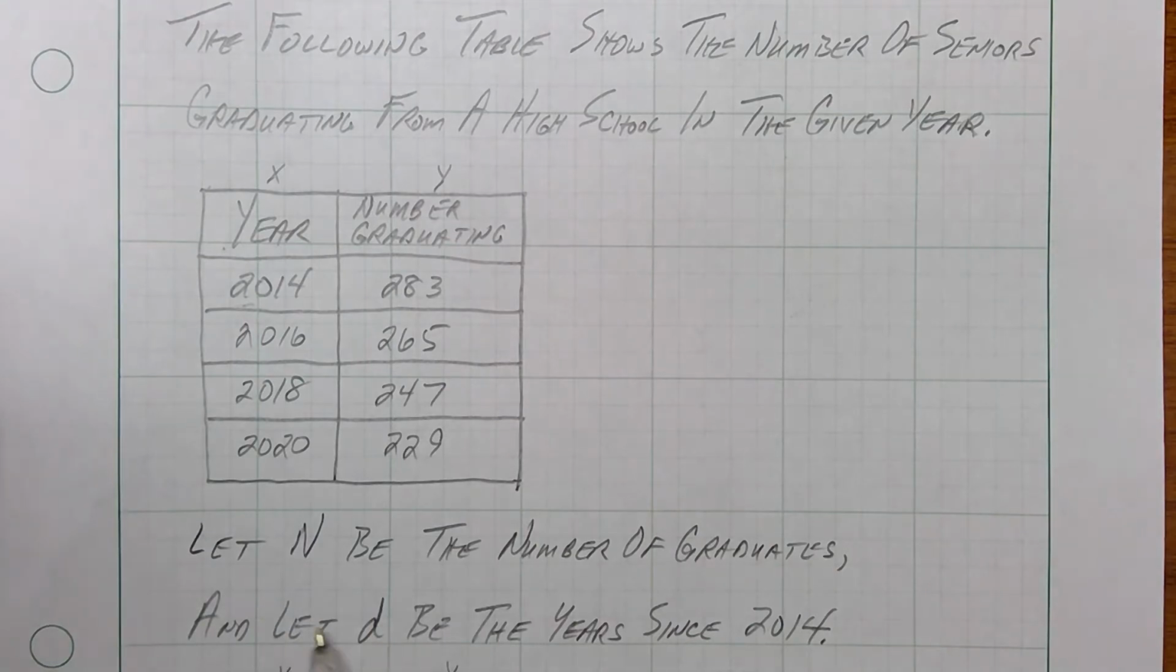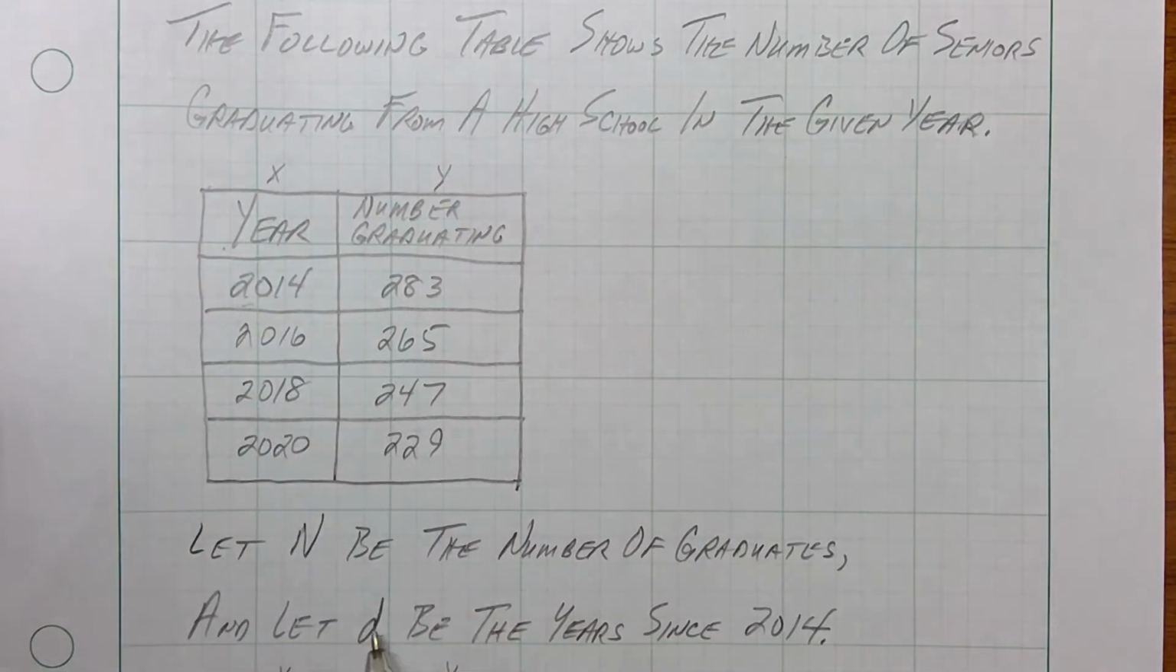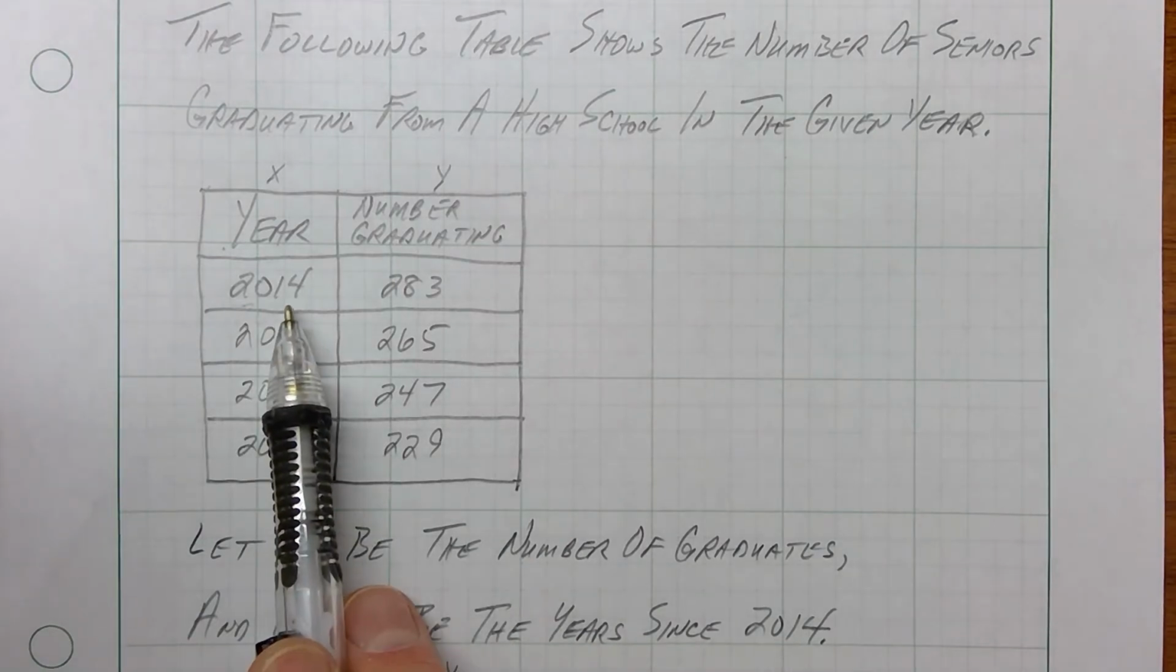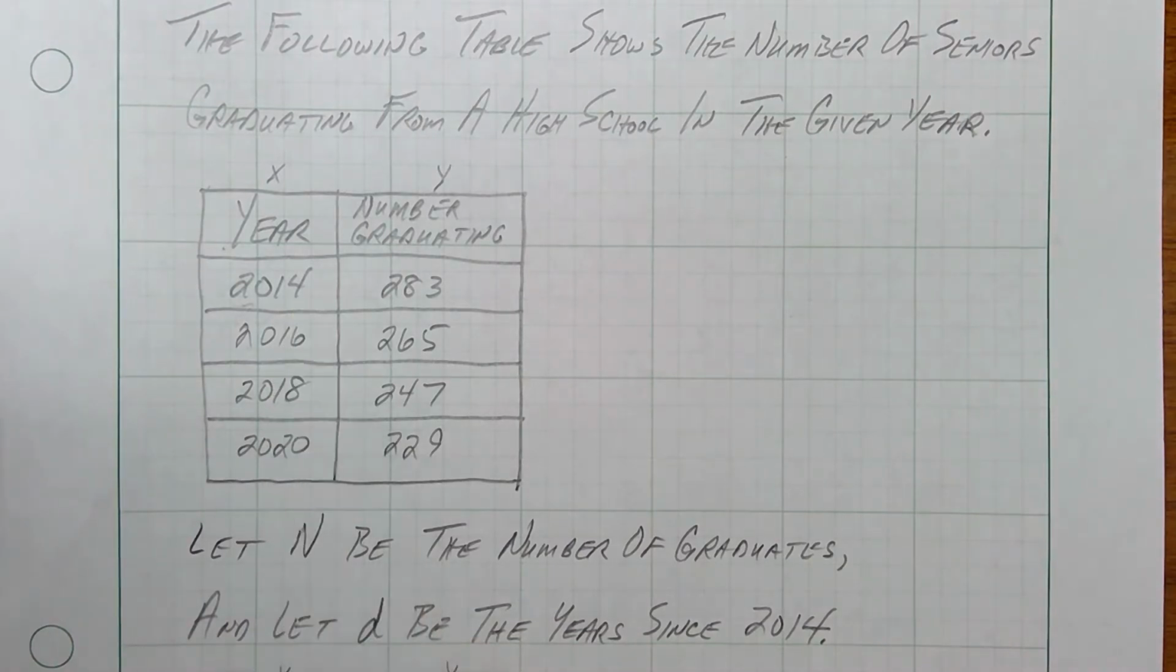And let D be the years since 2014. So instead of year or instead of X, they really want to use D, and they want it to stand for how long has it been since 2014, since our first value in the table, since we first started measuring whatever we're measuring.